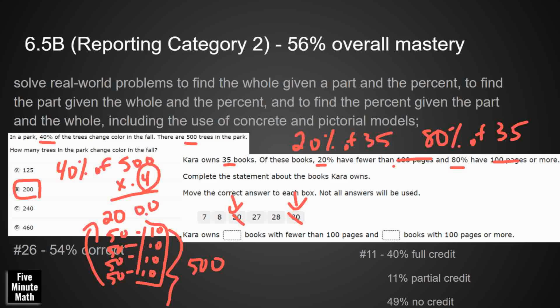So 20% of 35, right? We can multiply by 0.2, and that's going to get us 7. And then we can either multiply this by 0.8, or we could just take that 35 and subtract the 7.